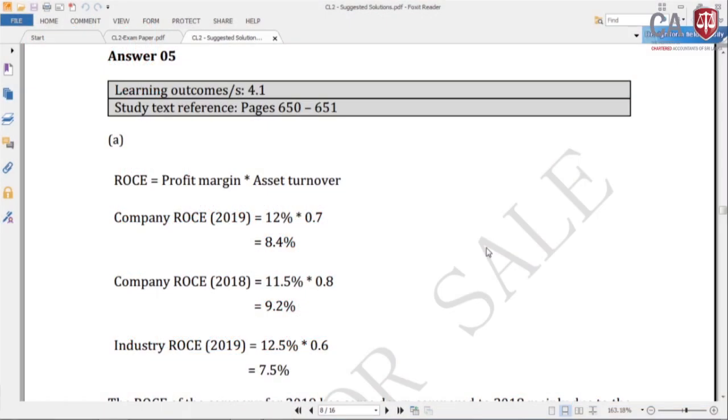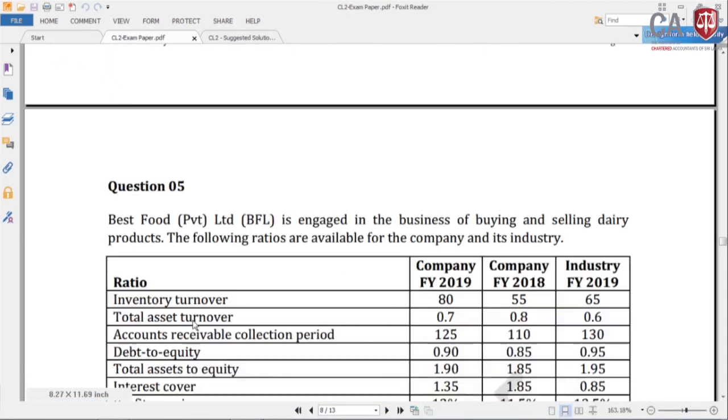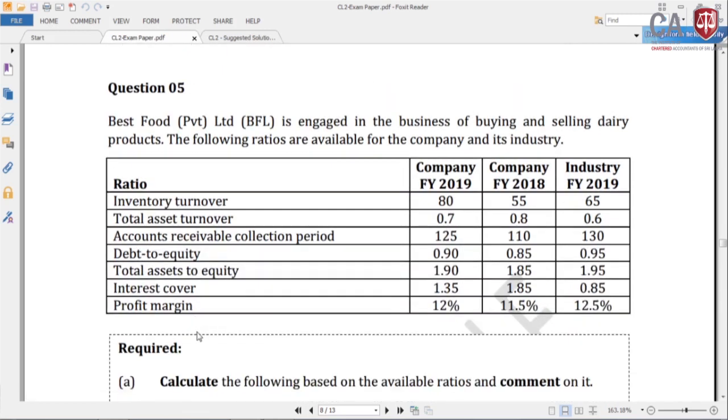Question number 5. Best Food Private Limited is engaged in the business of buying and selling dairy products. The following ratios are available for the company and its industry.